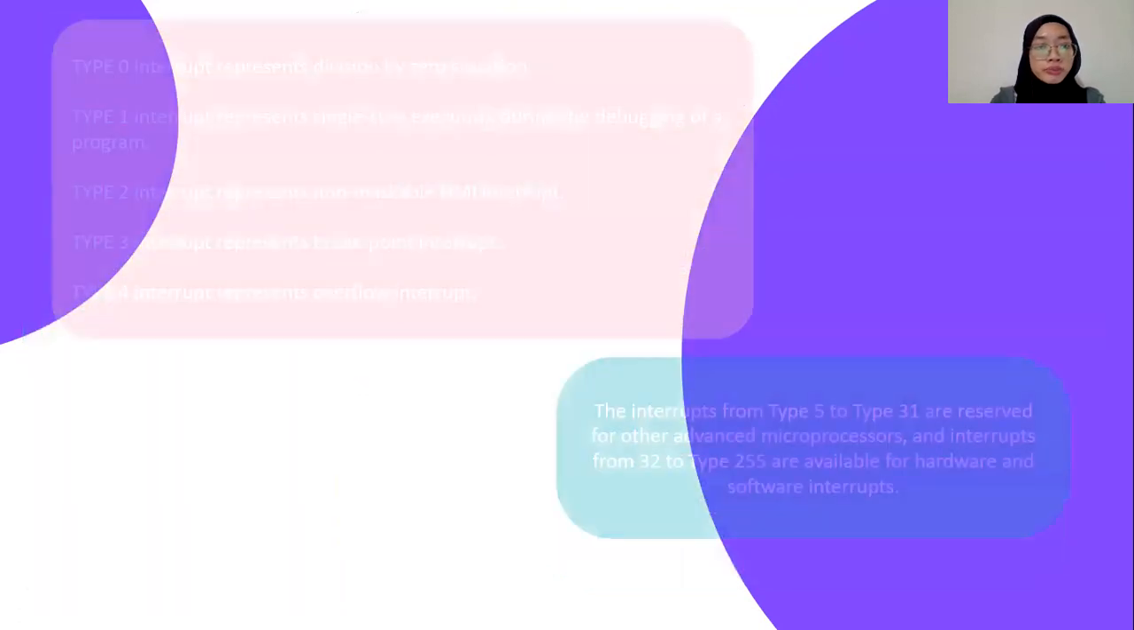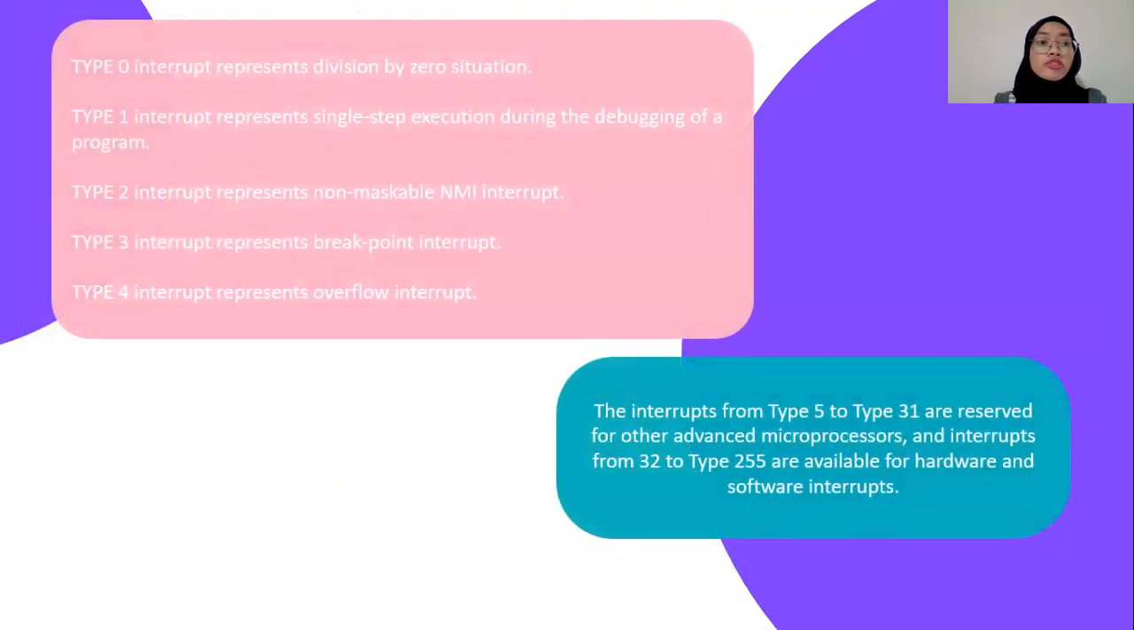For example, the type 0 interrupt represents a division by 0 situation. The type 1 interrupt represents single step execution during the debugging of a program. The type 2 interrupt represents the non-maskable NMI interrupt. The type 3 interrupt represents the breakpoint interrupt. The type 4 interrupt represents the overflow interrupt.